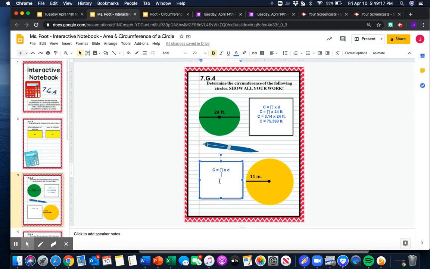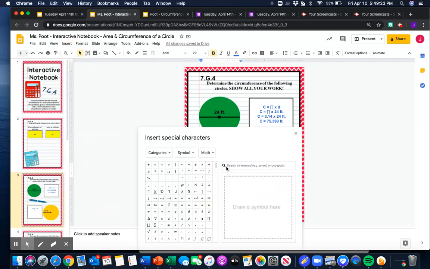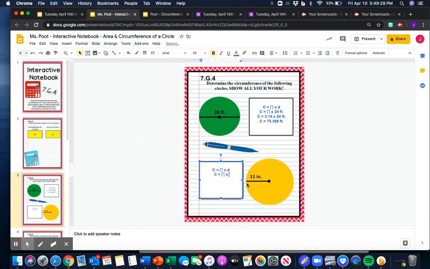I'm going to write that information here. So C equals pi, insert, special characters, pi, exit. There it is. Times, again, 11 times 2 is 22. So I'm going to put 22 inches. Can't forget my units. All right, again, I'm going to write C equals 3.14 times 22 inches. Remember, pi, the rounded number is 3.14, okay? That's where I got it from. They gave me this number. All right, I'm going to keep going.